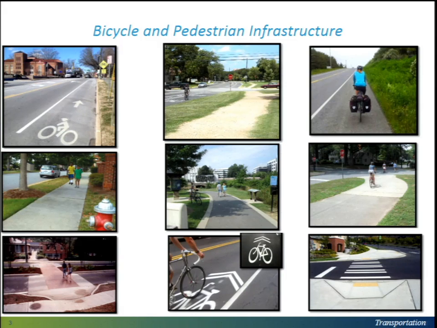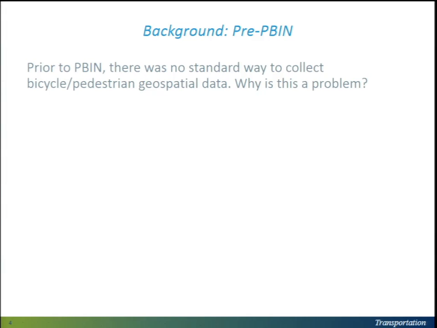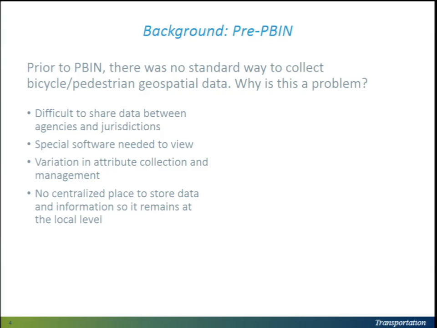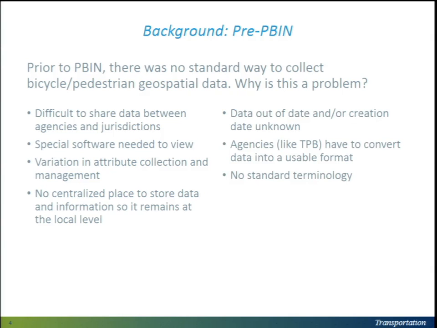There are other facilities that we have in our geodatabase, but those are some of the primary ones that are more familiar. Prior to the PBIN, there was no standard way to collect bike and pedestrian data. As we started collecting the data, we realized there was really no consistency. Some data came in shapefile format, some of it was in CAD formats. There were inconsistencies in the quality of the attribute data. Some of it was more specific than others, so there was a variety of things out there as we started looking at it.